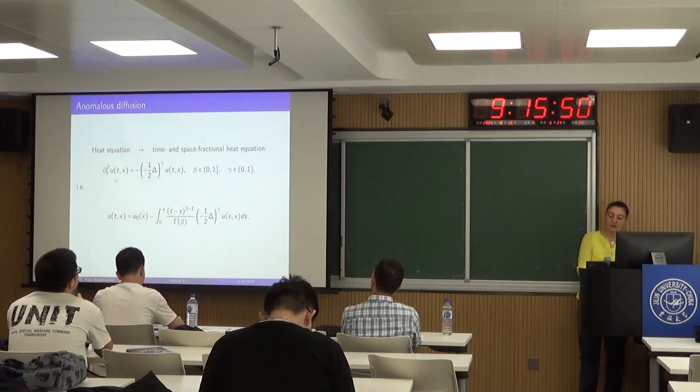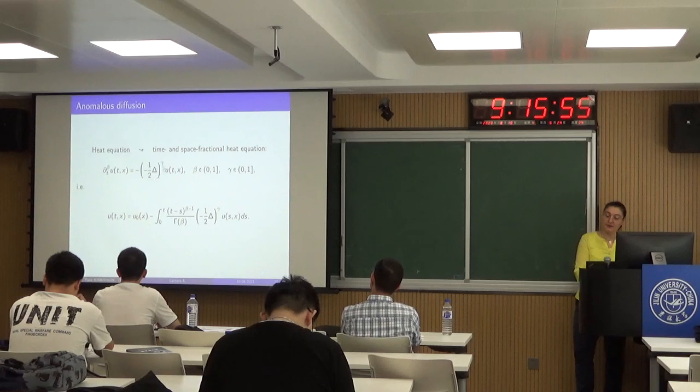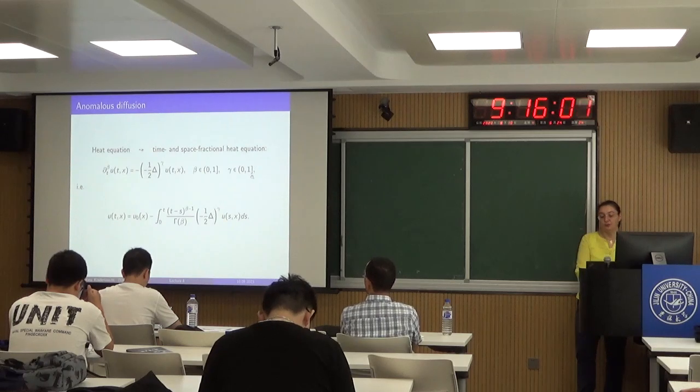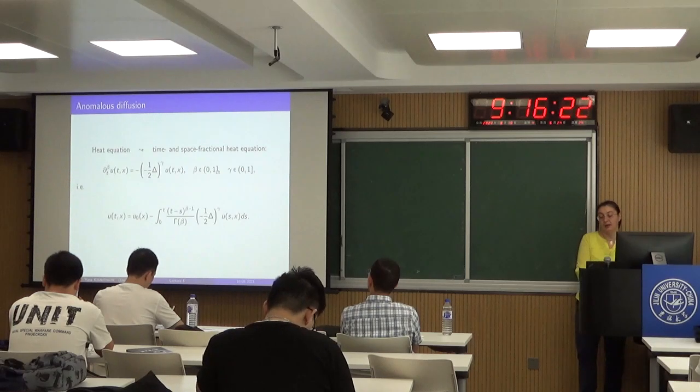So what is this fractional heat equation? On the right-hand side, the Laplacian is replaced by the fractional Laplacian, and the power gamma is between 0 and 1. If gamma is equal to 1, we just recover the Laplacian. And on the left-hand side, instead of the first-order partial derivative of u, we have the so-called Caputo time fractional derivative of order beta. Beta is between 0 and 1, and again, if beta is equal to 1, we obtain just the first-order derivative, and hence we recover the heat equation.